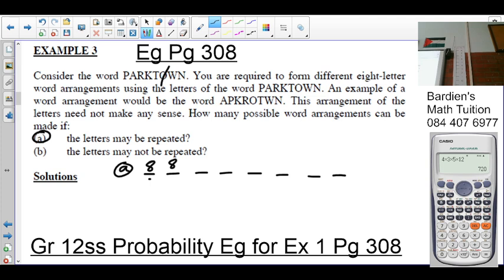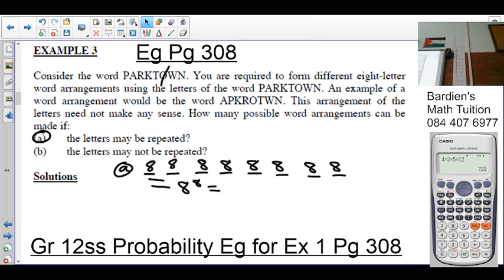Can I choose O in the third case again? Yes. In the fourth case? So how many options do I have in the next one? And the next one? So in other words, this is going to be 8 to the exponent 8, which is a very large number: 16,777,216.